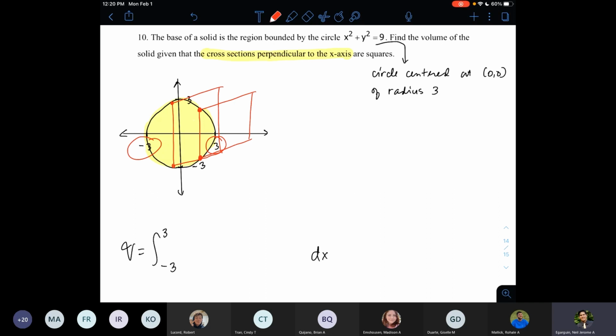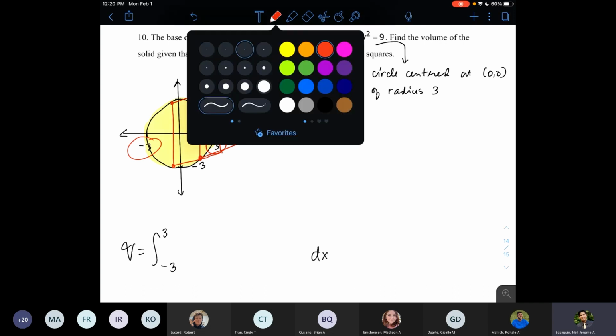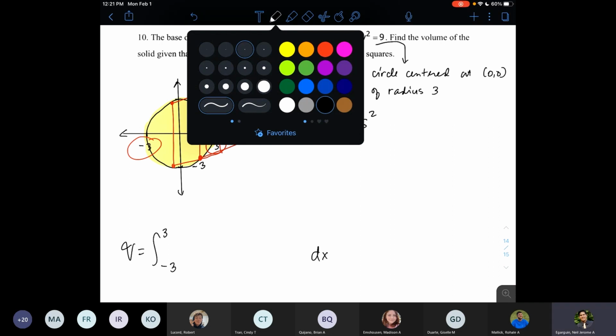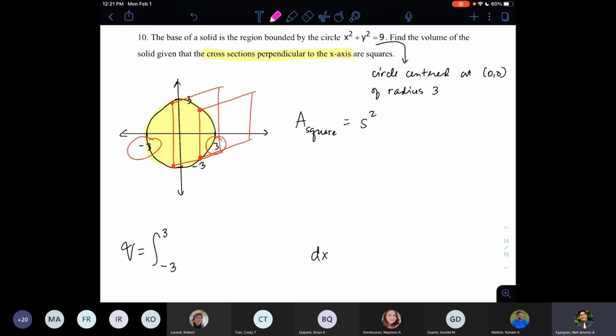And that tells me to get the volume, I just need to sum up the areas of those infinitely many squares. But what is the area of these squares? Well, remember the area of a square is side length squared. But what is the length of a side here? Well, the length of a side will just be how long is this guy, right?